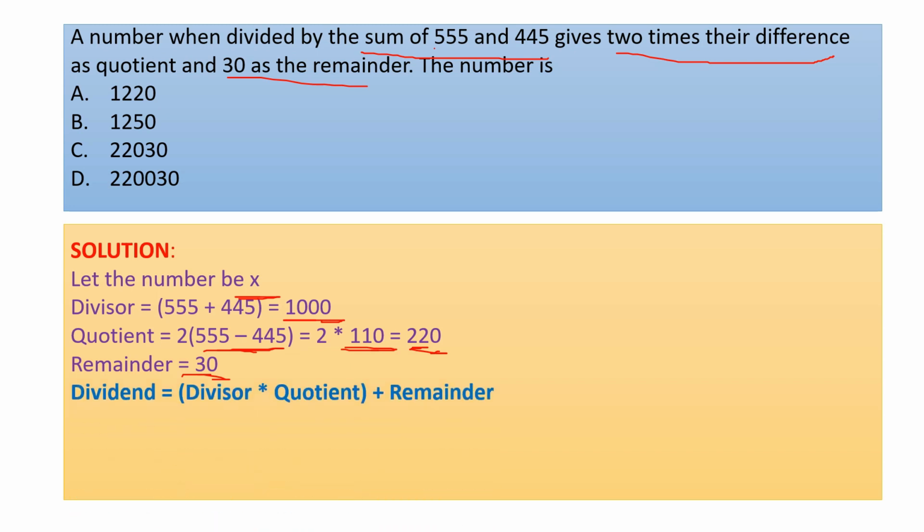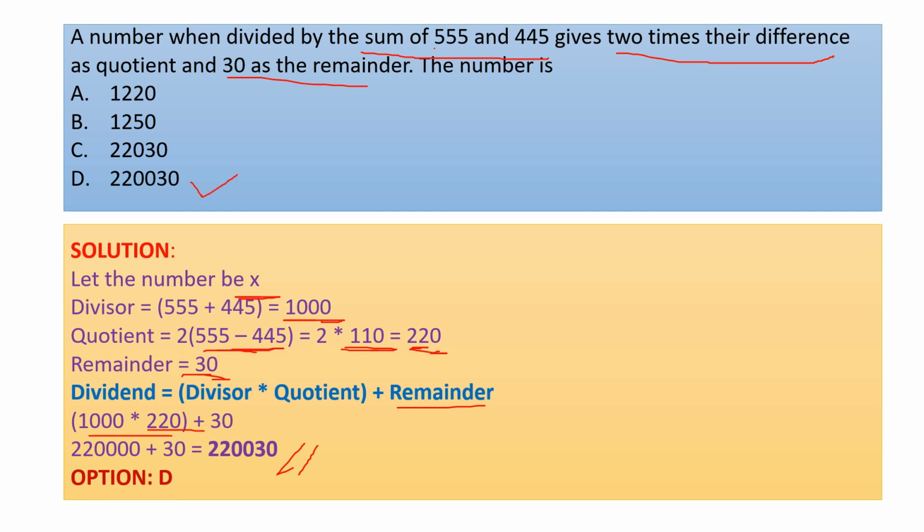We know the formula: dividend equals divisor into quotient plus remainder. Then we are replacing the respective values. Here the divisor is 1000, the quotient is 220, and the remainder is 30. So 220 into 1000 gives 220000, plus 30. So the answer here is 220030, and option D is the correct answer.